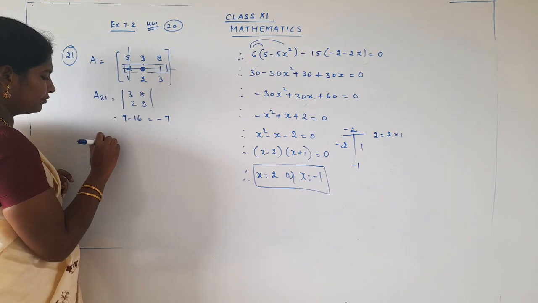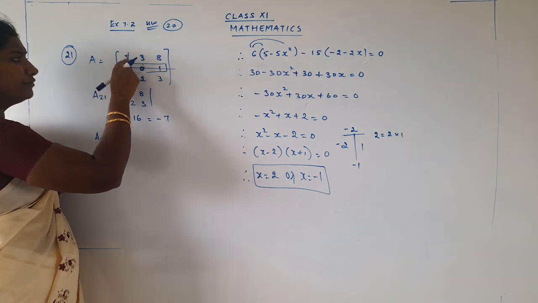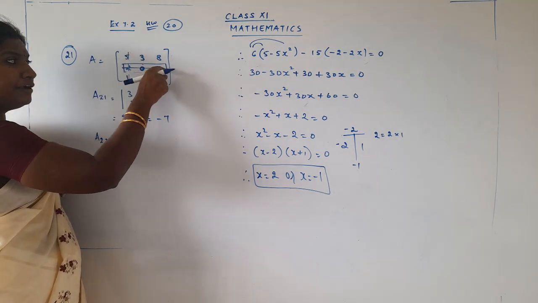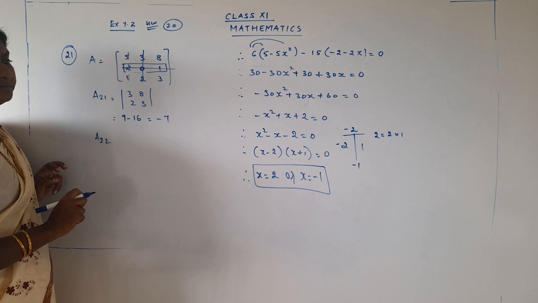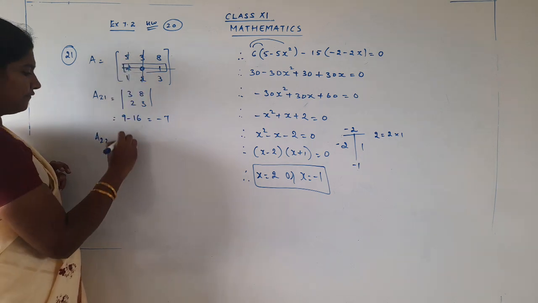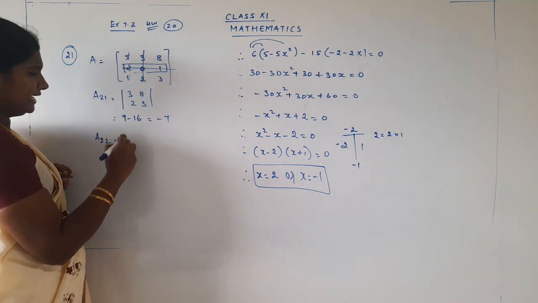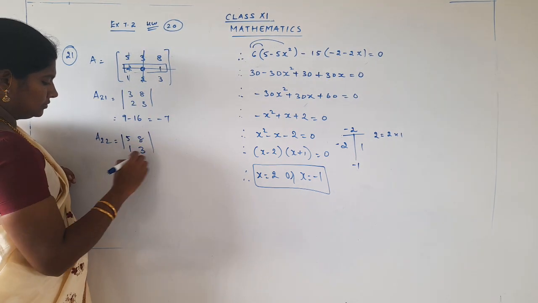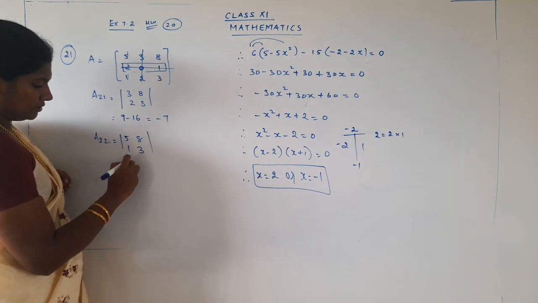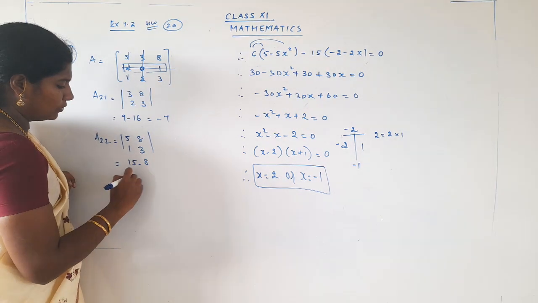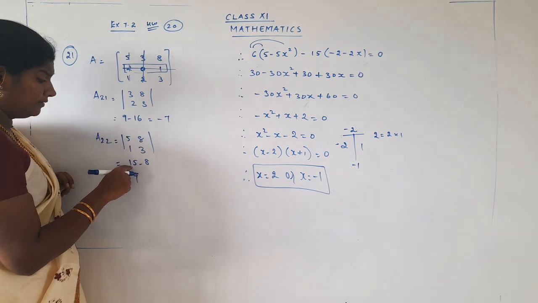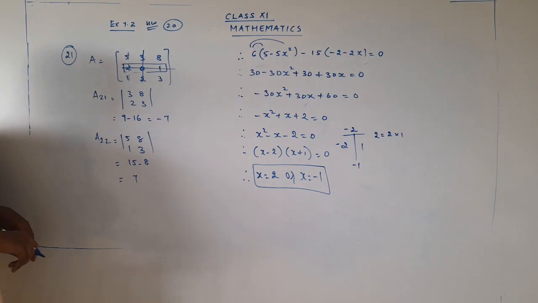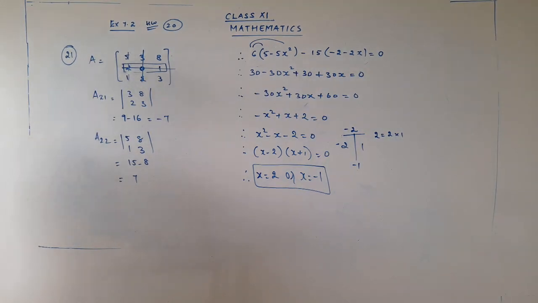See how to find out A22. A22 means you have to neglect second row and second column. So what is left now? 5, 8, 1, 3. That's 5 3s are 15 minus 8 is equal to 7. So I have found two cofactors. One is A21 and also I have found A22.